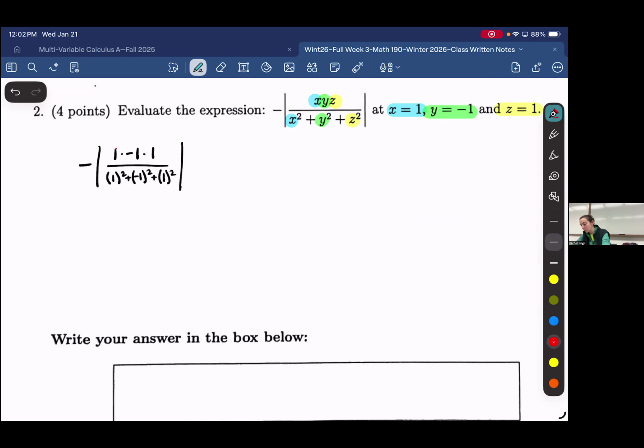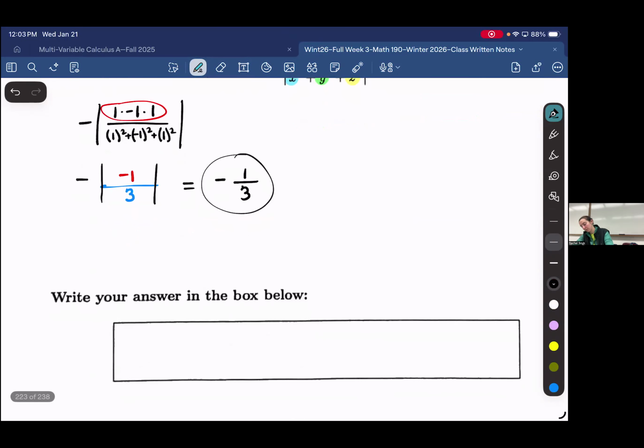Let's simplify the numerator. That just becomes negative 1. The denominator, we have 1 squared, which is 1, negative 1 squared, 1, and 1 squared is 1. So yeah, we get 3. And then what's the absolute value of negative 1/3? Positive 1/3, and then we're multiplying it by a negative, so you got it.